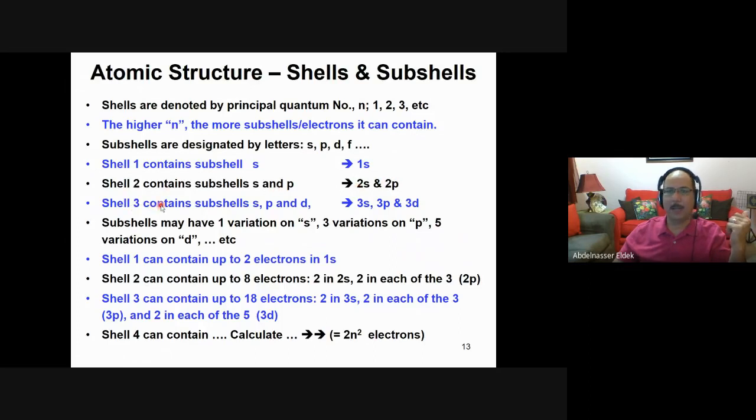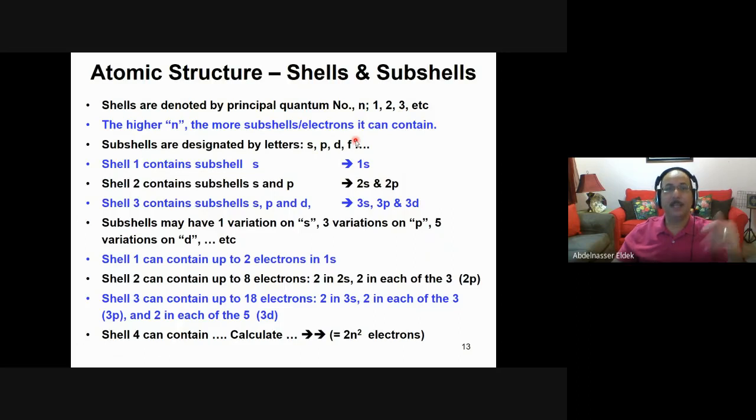And shell number 3 will have 3 subshells. So it will have 3S, 3P, 3D. The 3 is the shell number, so that's why I call it 3S, just to differentiate between 1S, 2S, 3S. So 1S is subshell S for shell number 1, 2S is subshell S for shell number 2, and so on. Now if we have shell number 4, for example, it will have 4S, 4P, 4D, and 4F, and so on.